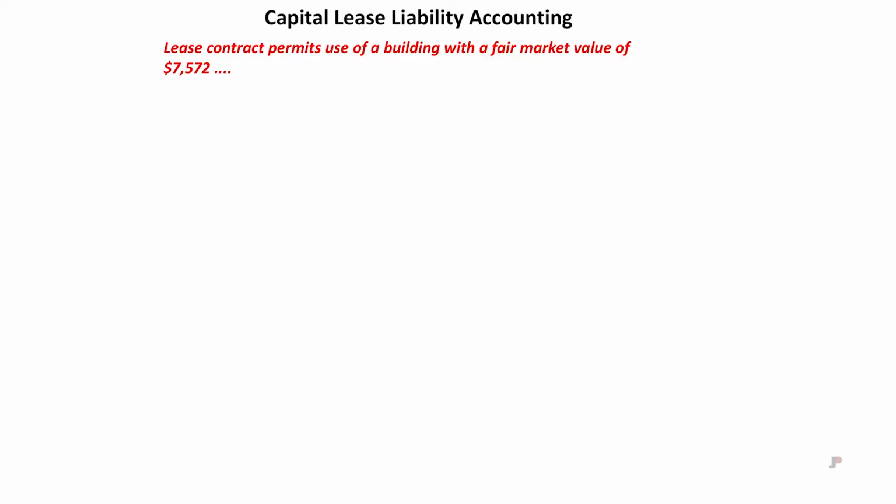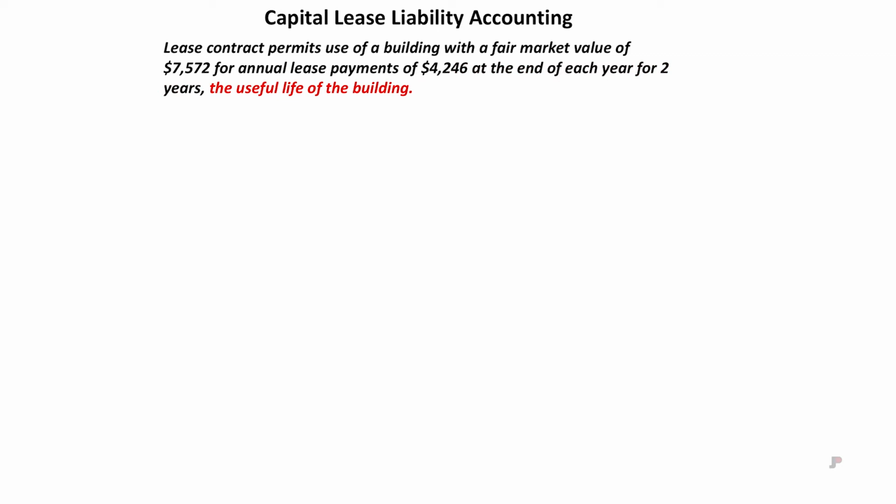Assume that we enter into a lease contract where we rent a building with a fair market value of $7,572 and sign a note requiring a $4,246 lease payment at the end of each year for 2 years, which happens to equal the life of the building. This 2-year life is unrealistically short, but will work for purposes of the illustration.